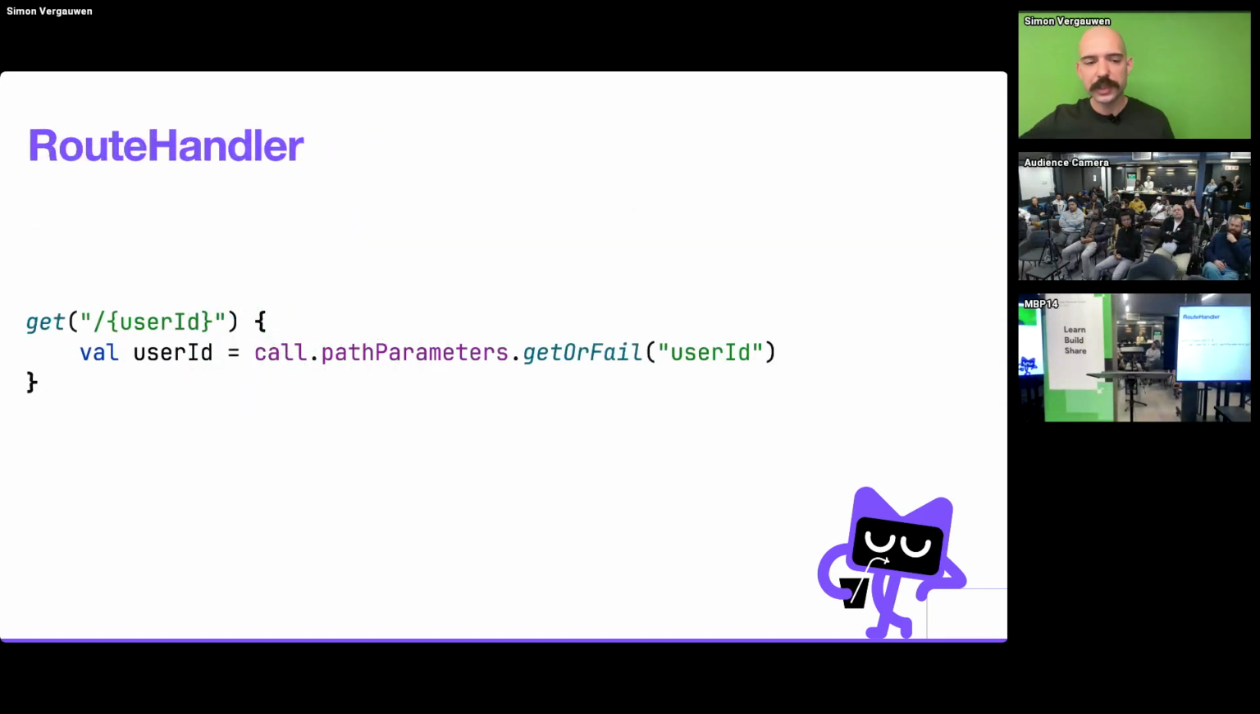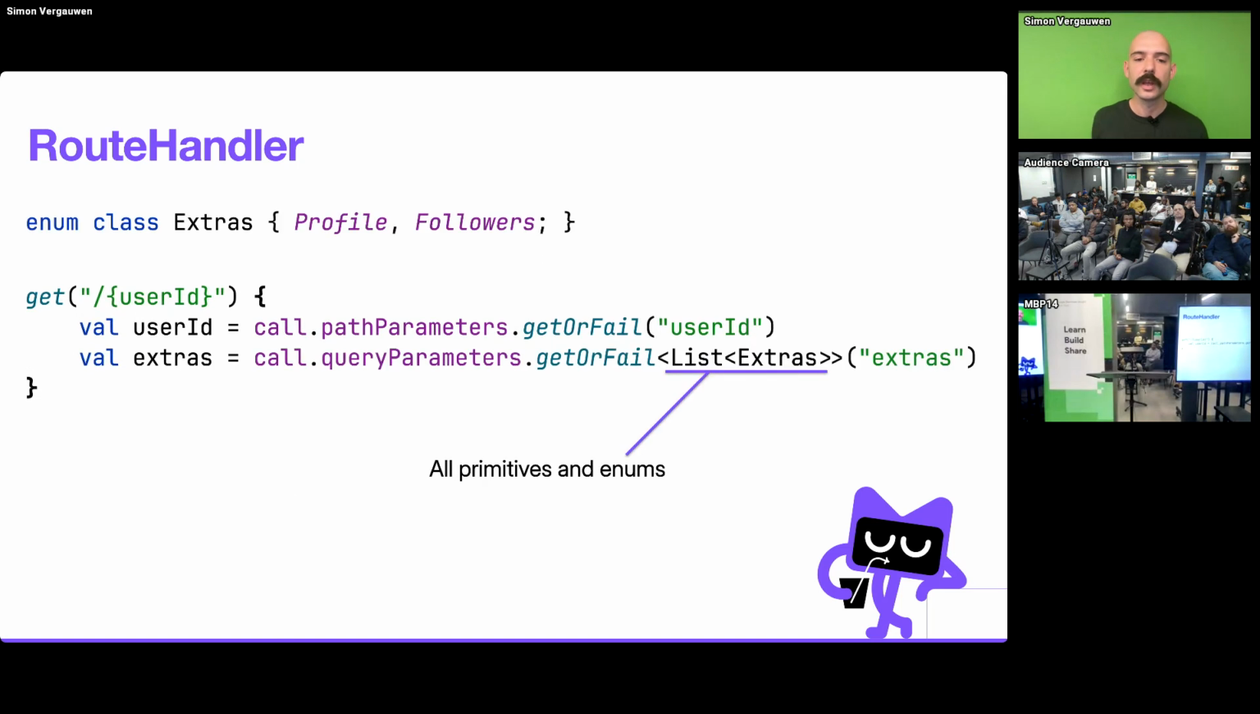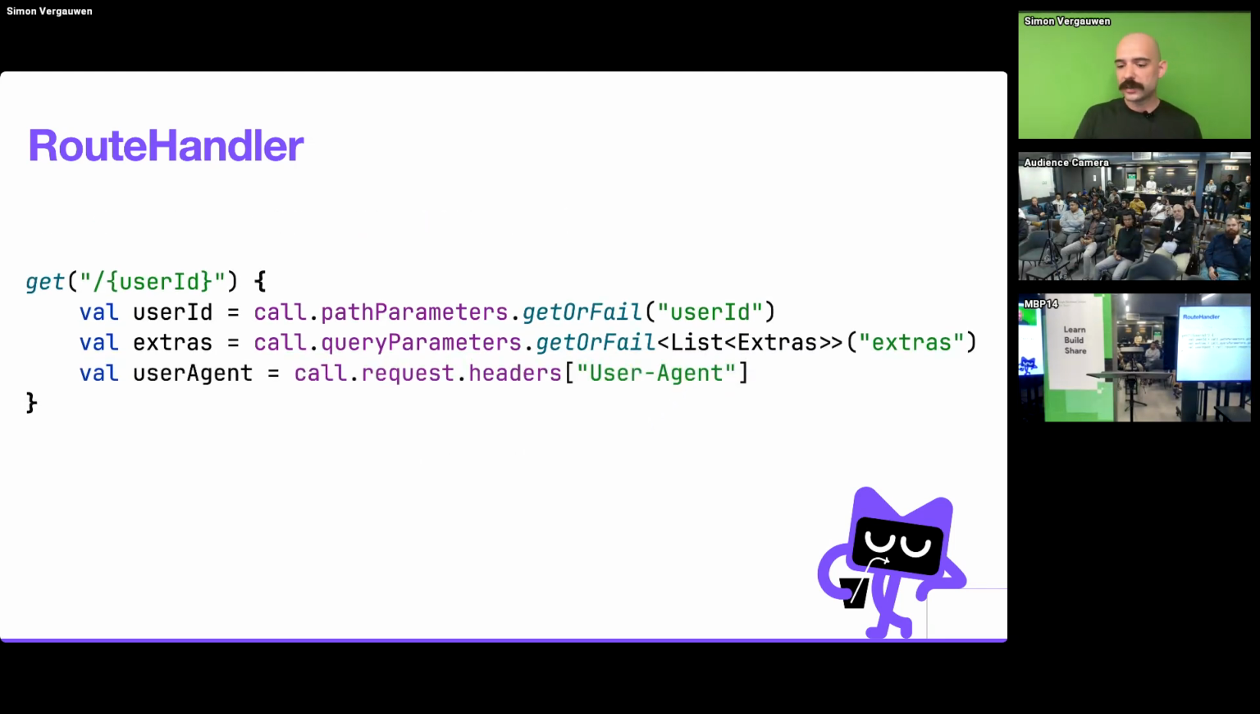So we've reached the point that we are inside of a route, right? So we have an incoming request. What can we do? Well, we can receive the path parameters using get or fail, which means give me this user ID, or if it's not present, send a bad request to the user. You can retrieve query parameters, and that allows you to retrieve not only primitives and enums, but also collections, right? Because it does not make sense to support more complex types. You should never put JSON inside of a query parameter, so only simple types are supported. You can access headers, you can access cookies, you can access anything that you might expect from an incoming request.